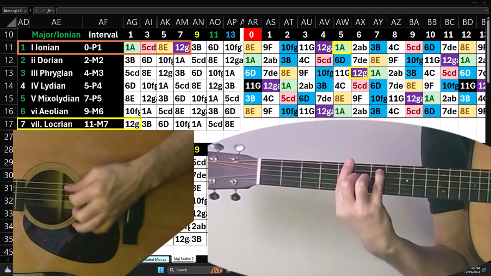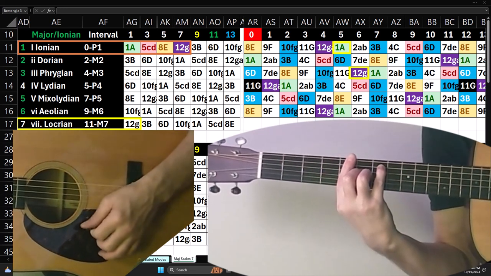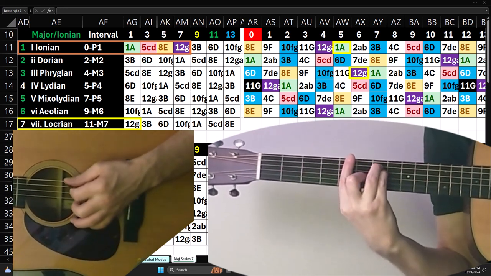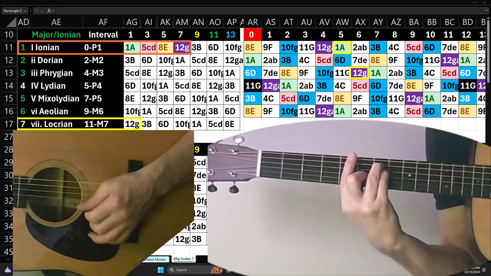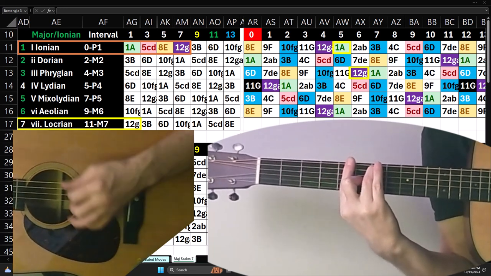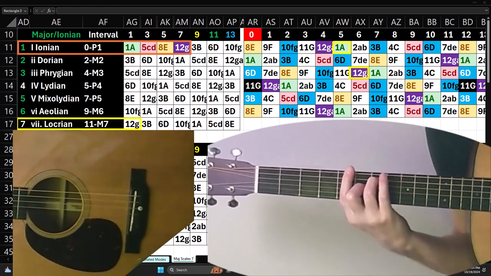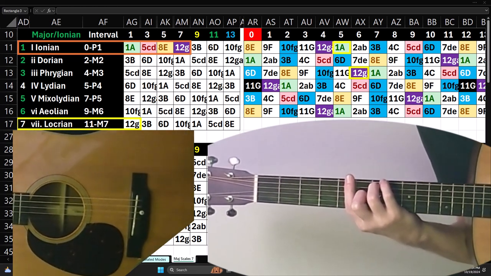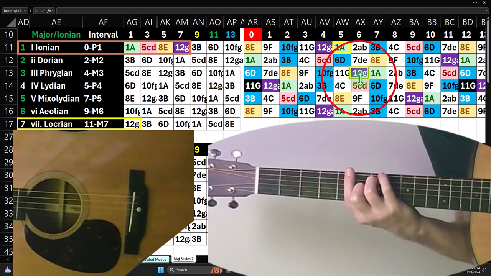If I played like this, versus the normal major versus the minor seven. All right, anyway. All right, let's find the next one. Where's the next one? It's on this string.